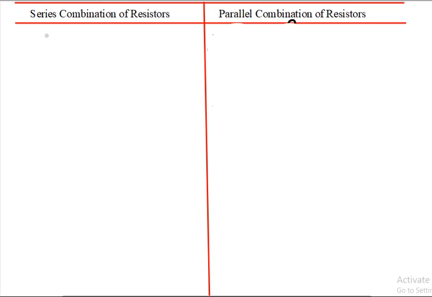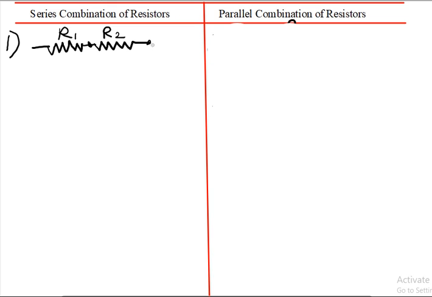Let us understand this thing by comparison, so that's why I have written the two columns here. Let us first understand what basically is a series combination of resistors and a parallel combination of resistors. A series combination is said to be the combination when two resistors are connected with just one single common point. That means after one resistor, suppose this is resistor R1, there is a resistor R2. Between R1 and R2 there is only a single common point.